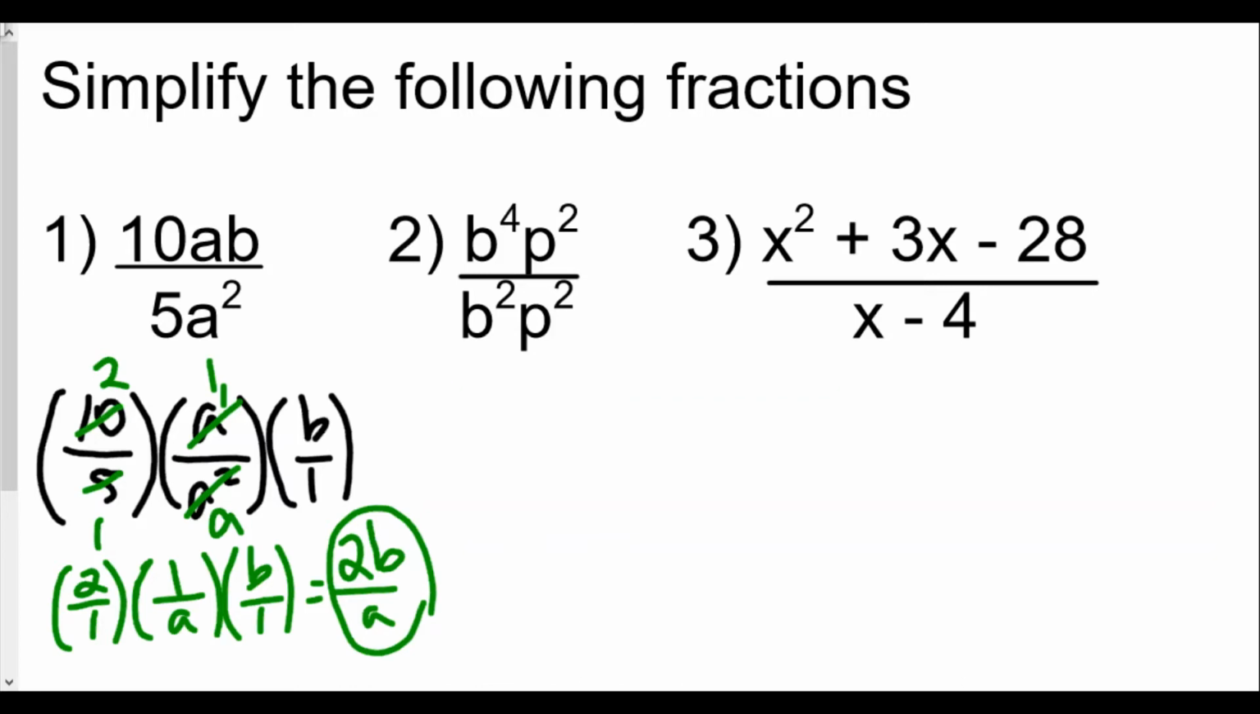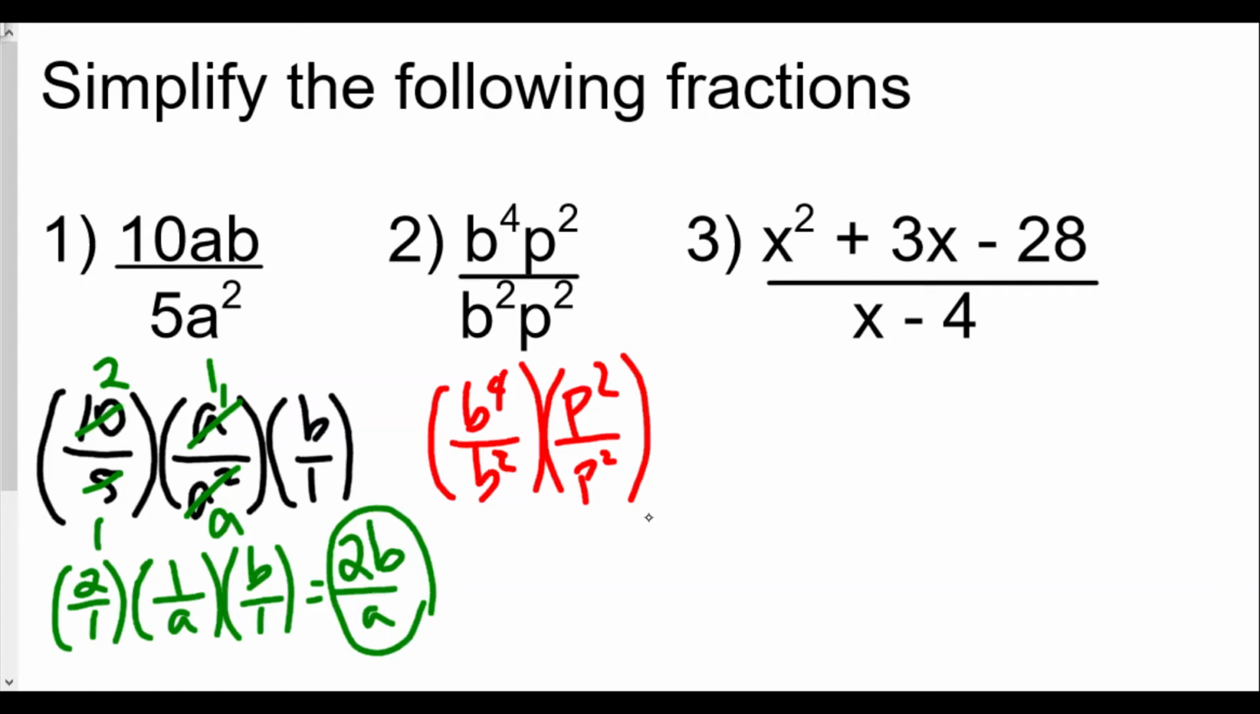Our number 2 question is b to the 4th times p squared over b squared times p squared. Very much the same way, we're going to group the b's together. So I have b to the 4th over b squared times p squared over p squared. We take a look here, b to the 4th over b squared, we can divide both of them by b squared. And so this becomes 1, and we're left with the numerator of just b squared. And p squared over p squared divides out to 1. Any number divided by itself except for 0 is equal to 1.